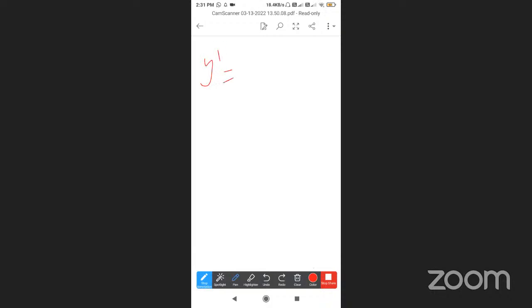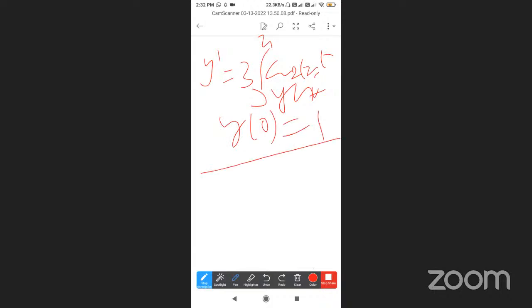y dash is equal to 3 integral from 0 to x of cos 2 into (x minus t) y of t dt plus 2. This is a convolution type, with boundary condition y of 0 given. It can be written as y dash of x is equal to 3 cos 2x star y of x plus 2.